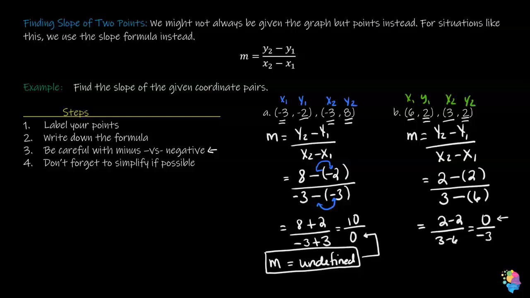This time we end up with a 0 in the numerator, and remember when that happens, that means that the slope is 0. So the slope is going to be 0 because the numerator is 0.